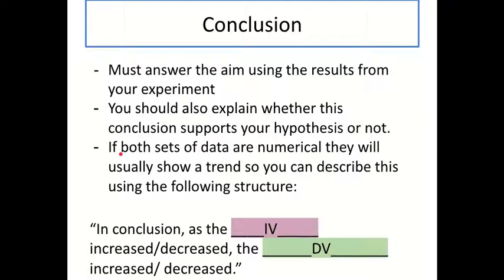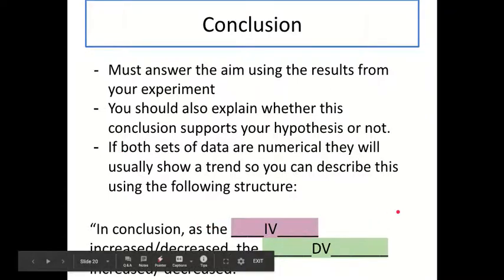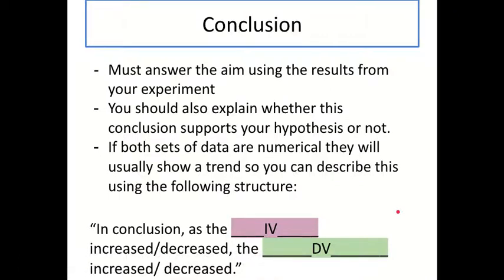Additionally, you should usually explain whether this conclusion supported your hypothesis that you made before carrying out the experiment or not. If both sets of data are numerical, you will normally be able to see a trend and be able to describe that using the structure here. Now, basically, this is the structure I always follow when I'm writing a conclusion. So in conclusion, as the, and then insert your independent variable, increased or decreased, the, again, insert your dependent variable, increased or decreased.